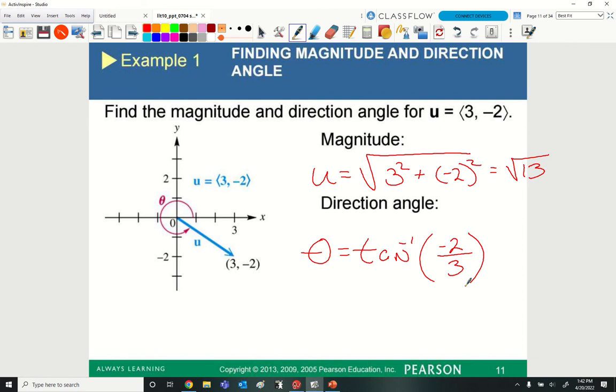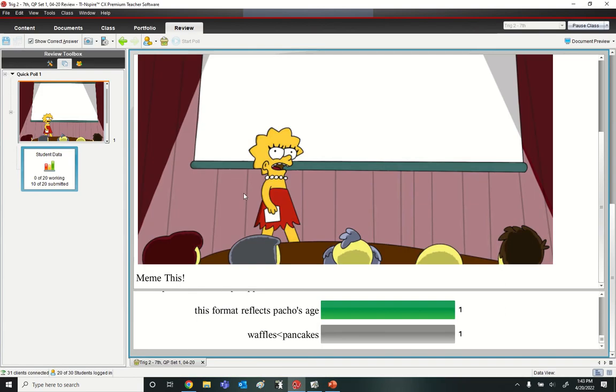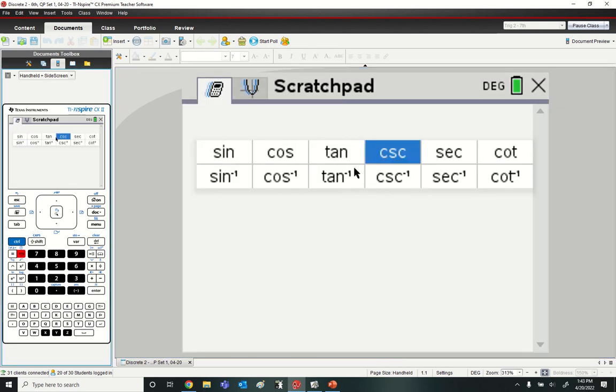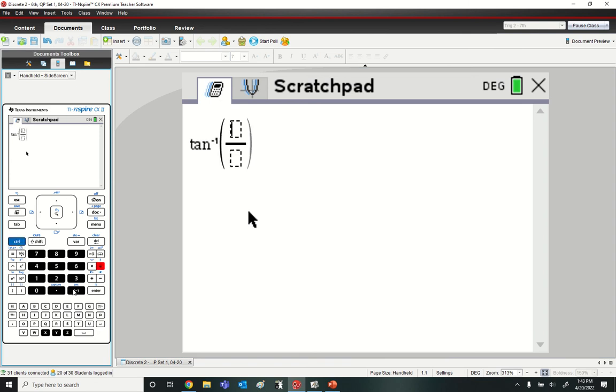For figuring out theta, is it always inverse tangent? Yeah, it's always inverse tangent. That's why we wrote it down on the formula page. We said inverse tangent of negative 2 over 3.